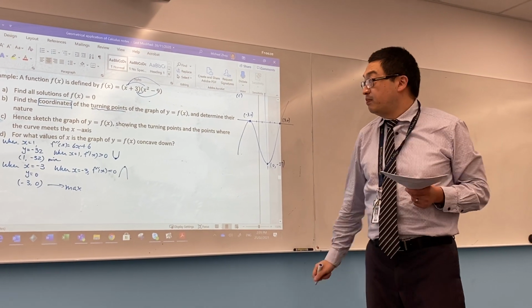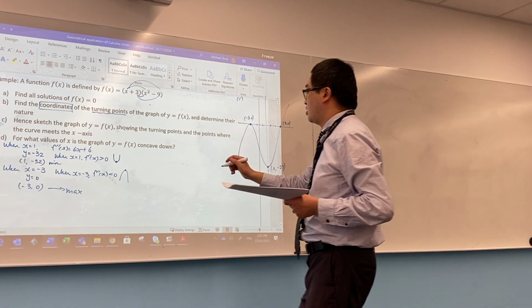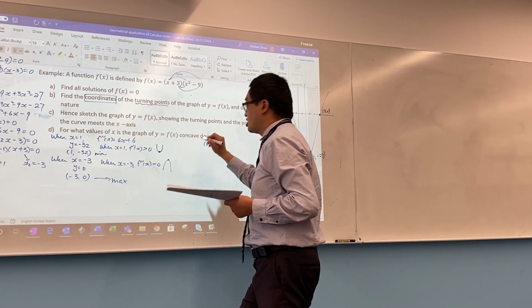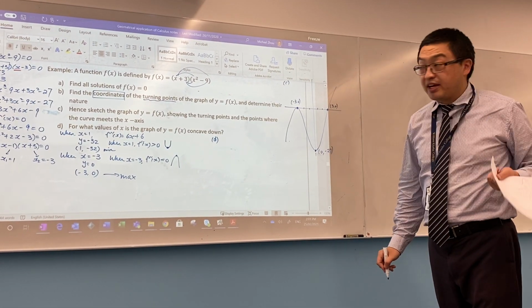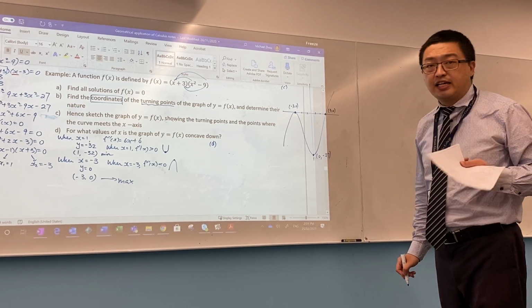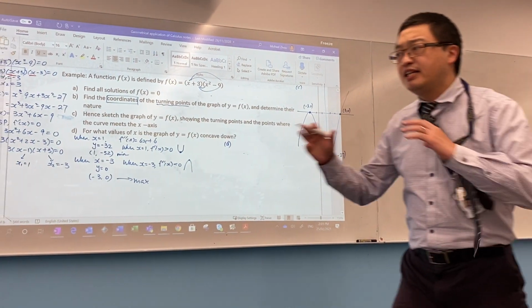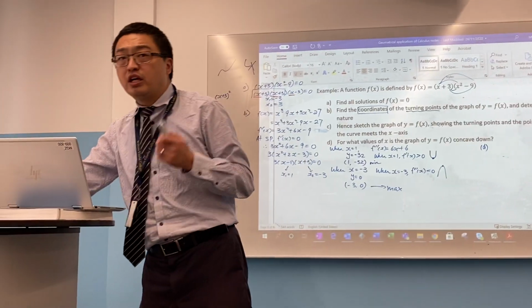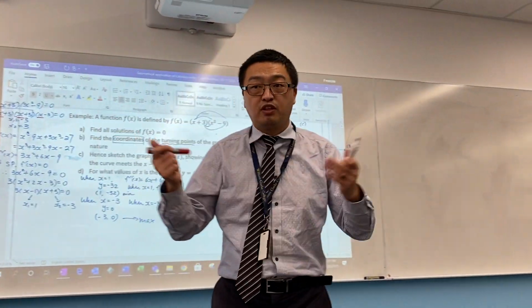Yeah, last one, then we're done. For what values of x, I'm going to write down here now, part D. Sorry about that, it's a bit messy. For what values of x is the graph concave down? Now the question says concave down. As soon as you see that word, you think about concavity, you think about the second derivative.